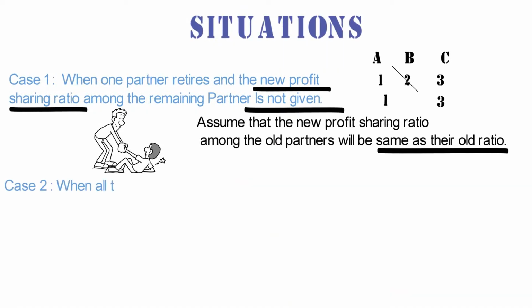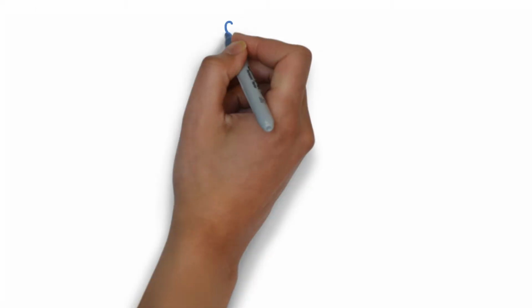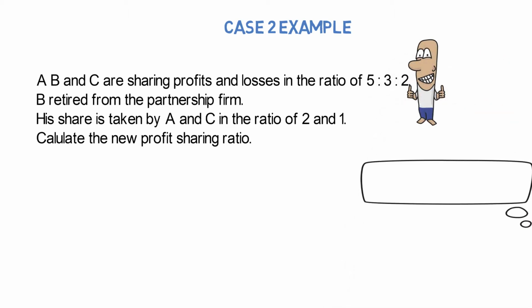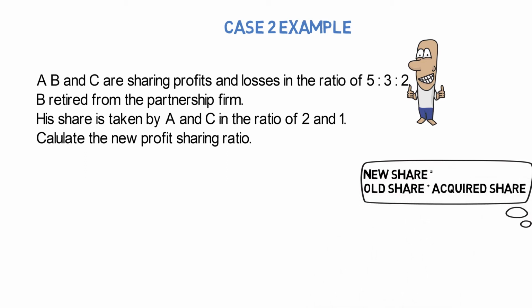When all the remaining partners acquire the share of the retiring partner in a specified ratio. Let's understand this with the help of another example. A, B, C are sharing profits and losses in the ratio of 5, 3 and 2. B retired from the partnership firm. His share is taken by A and C in the ratio of 2 and 1. Calculate the new profit sharing ratio. First, what is the formula for new profit sharing ratio? It is old ratio plus the acquired share.